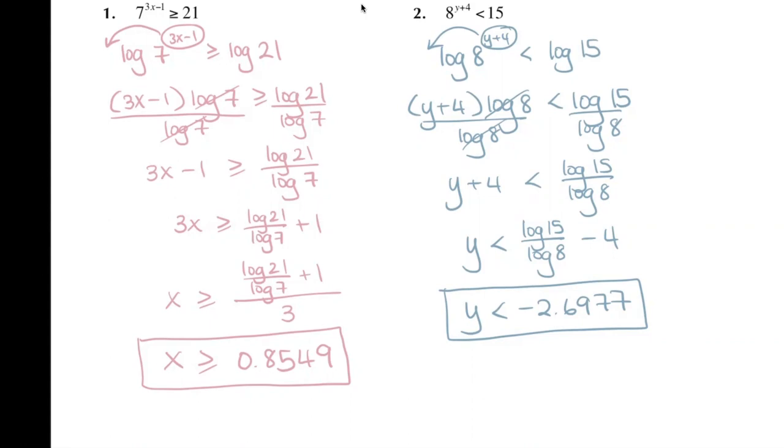My calculator automatically rounded it to negative 2.6978. Interesting. Let me see. Log 15 divided by log 8 minus 4. It should be 7 because the number after that is 0, so it shouldn't round up to 8. I'm not sure why your calculator did that. I think it might have been because I rounded the number that I got from log 15 divided by log 8. Oh, I see.